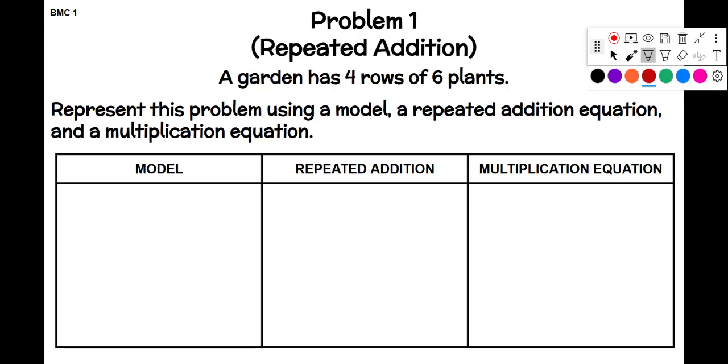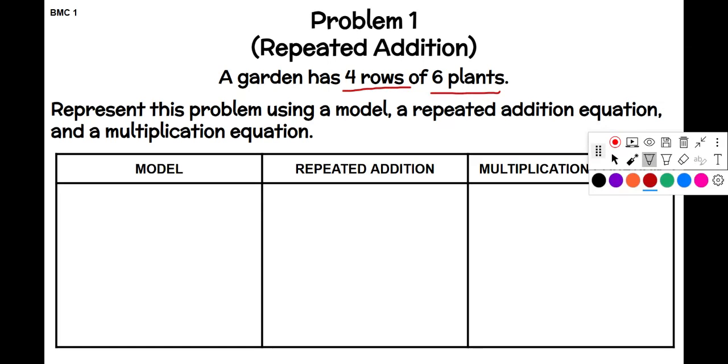It says a garden has 4 rows of 6 plants. I know right now I need to underline 4 rows. As a reminder, whatever I write, you write. So make sure you underline as I do it. 4 rows, and there are 6 plants. If I see rows, that means I'm using an array. An array has rows and columns. A row, as a reminder, goes from left to right, and a column goes up and down.